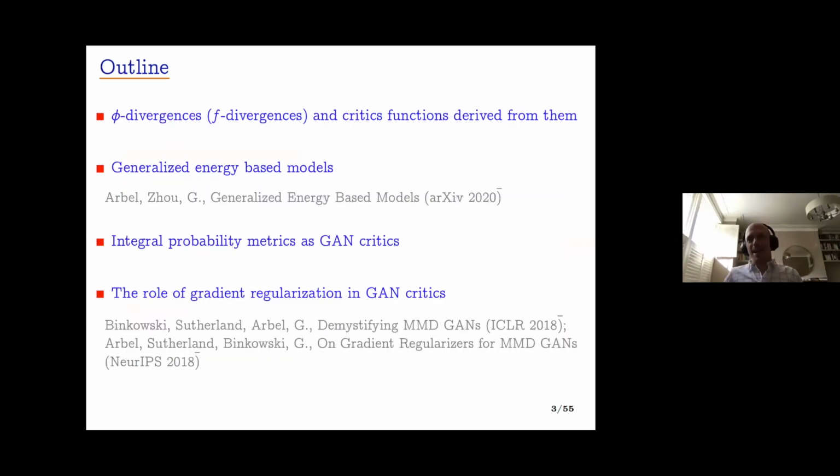All right. To give the outline and the contents, I will start with a description of Phi divergences and the critic functions that we derive for them. Phi divergences are one set of divergences between probabilities, and they will give rise to a set of useful critics for training generative models.